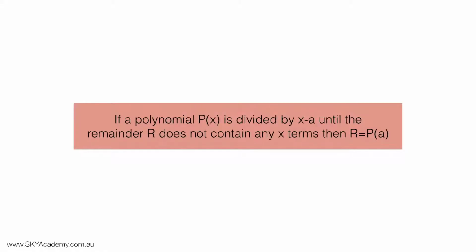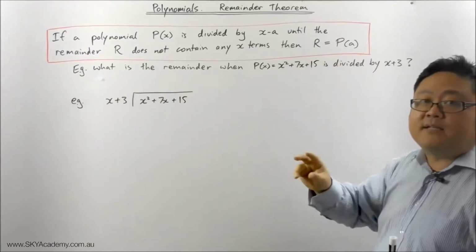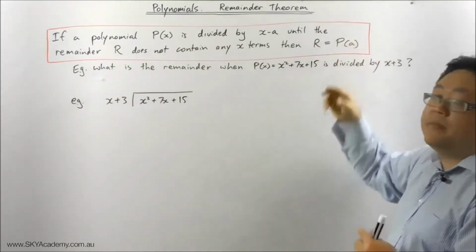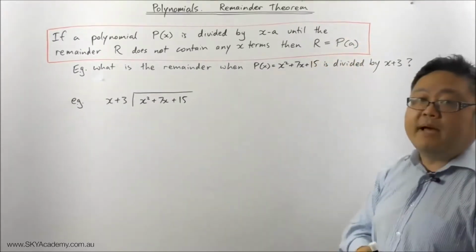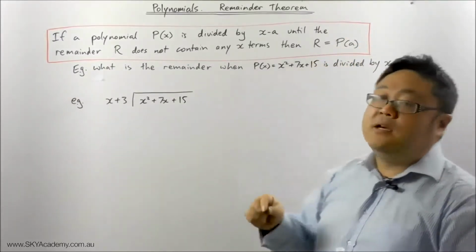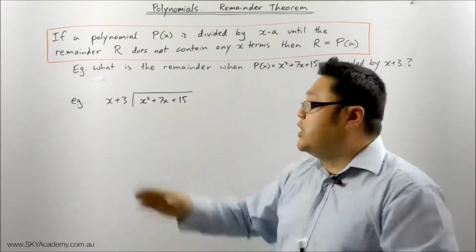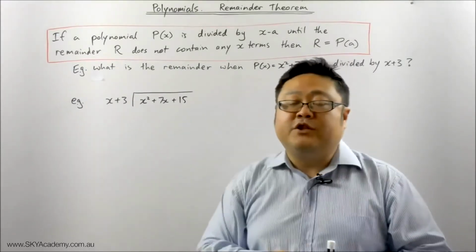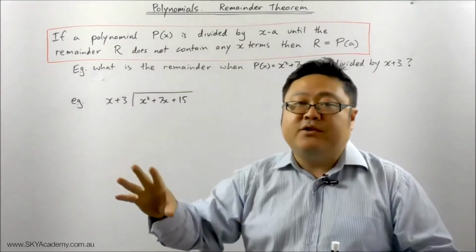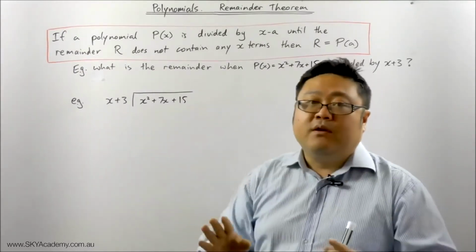So if you have a polynomial, p of x, and you divide it by x minus a until the remainder does not contain any x terms, then the remainder is equal to p of a, or the polynomial with a substituted in for x. Whatever the constant term that you get at the end will be your remainder. So basically, you don't have to go through the process of long division. You can just substitute your a term in, and that'll give you your remainder.